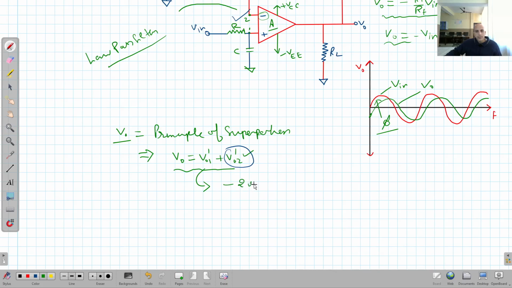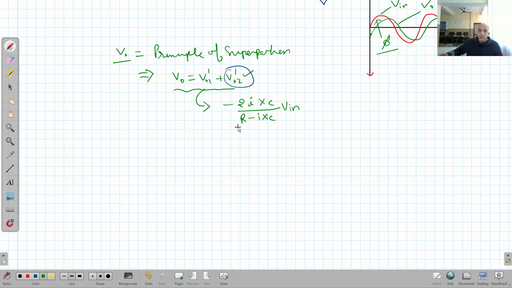XC upon R minus iota XC V in. This is the V output 1 dash. This is because of this input, right? We have already calculated it. So now we are going to put the value of these, V output 1 dash and V output 2 dash, in this equation. So what will you get?